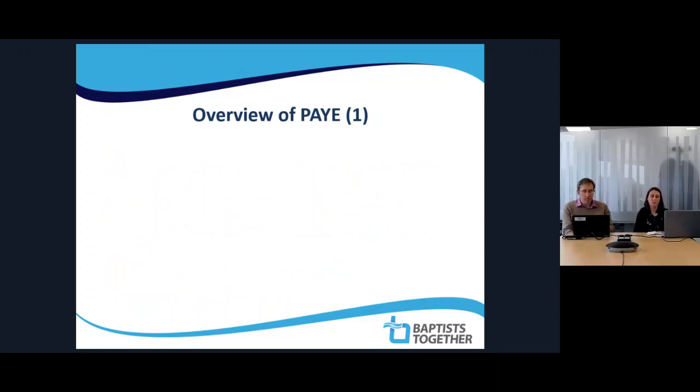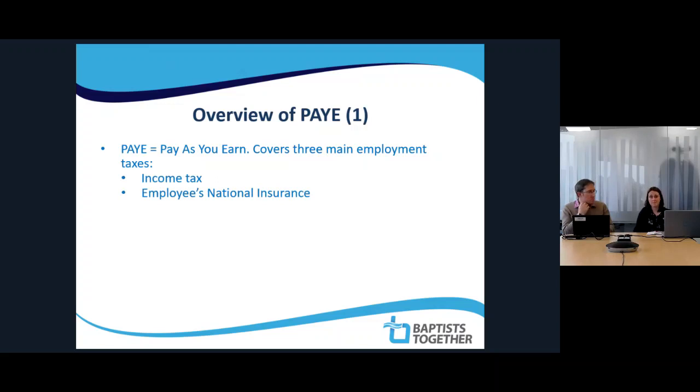Okay, so moving on to PAYE, pay as you earn. PAYE and national insurance are often the areas I find that confuse people the most. There are three main elements to this. There's the tax that would be deducted from your employee's wage, the tax that they owe to HMRC. There's also employees' national insurance, which is what they owe based on how much they earn. And there's employers' national insurance, which is national insurance that an employer owes on behalf of that employee.